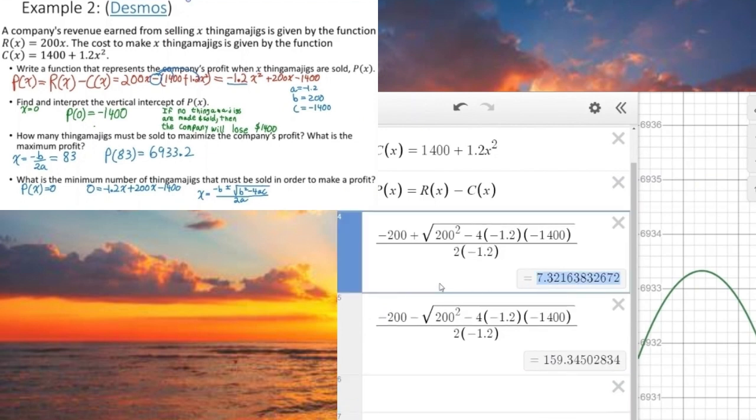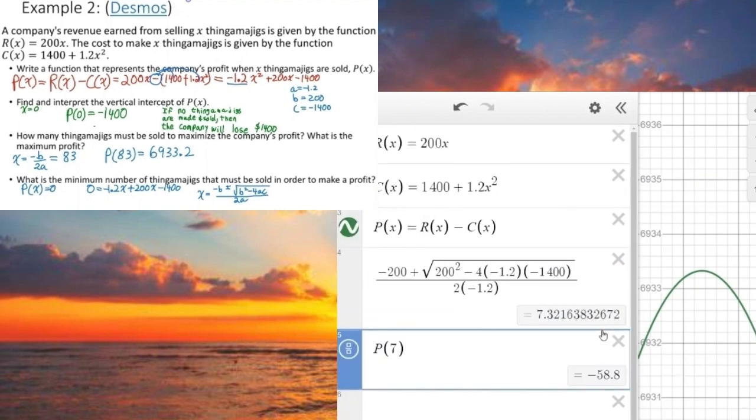But the question becomes, how should I round the 7.32? If we go by our normal rules of rounding, we would want to round this to 7. Well, if we evaluate P of 7, I get negative 58.8. But if negative 58.8 is negative, does that indicate us making a profit? No, it indicates a loss. So instead of rounding to 7, we're going to round up to 8. So when 8 thingamajigs are sold, that is when we first make a profit.